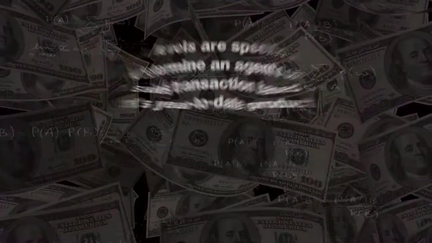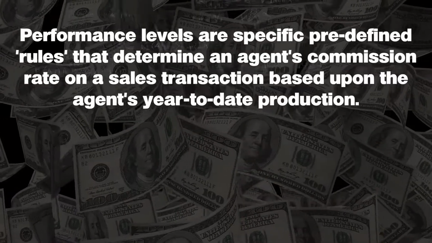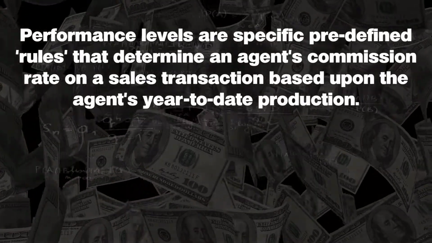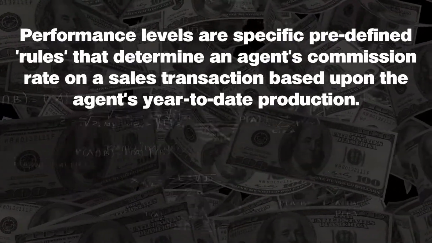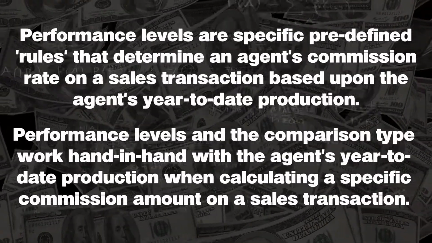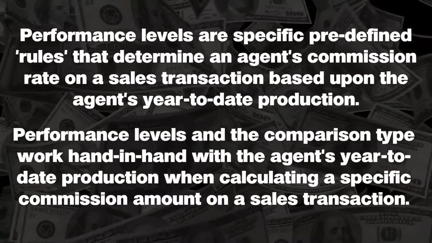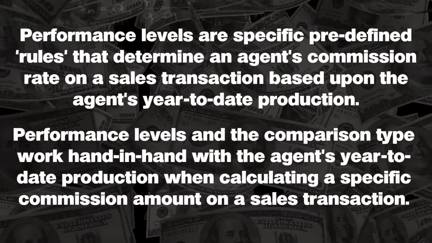Performance levels are specific predefined rules that determine the agent's commission rate on a sales transaction based upon the agent's year-to-date production. Performance levels and comparison type work hand in hand with the agent's year-to-date production when calculating a specific commission amount on a sales transaction.